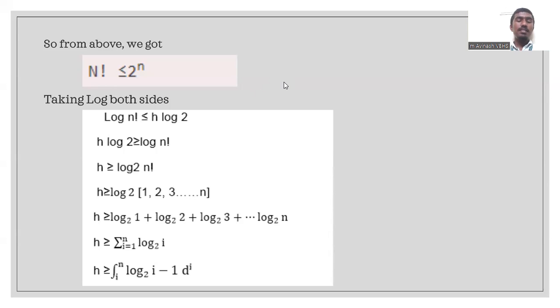That implies h is greater than or equal to log base 2 of 1 plus log base 2 of 2 plus log base 2 of 3, and so on till log base 2 of n. That implies h is greater than or equal to the sum from i equals 1 to n of log base 2 of i, that implies h is greater than or equal to the integral of log base 2 of i from 1 to n.